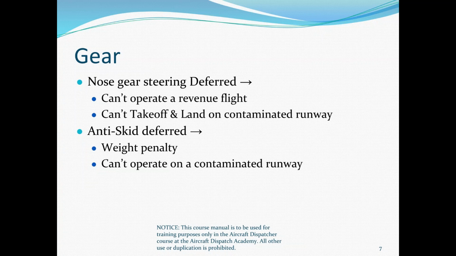So if your anti-skid is deferred, you can't have a contaminated runway, which means you can't have snow or standing water or slush. And then you take a huge weight penalty for an anti-skid deferral. If you're going to a smaller airport, a lot of times you're going to be bumping passengers, because they can't apply the brakes very hard and have to rely heavily on the thrust reversers to slow down the airplane.